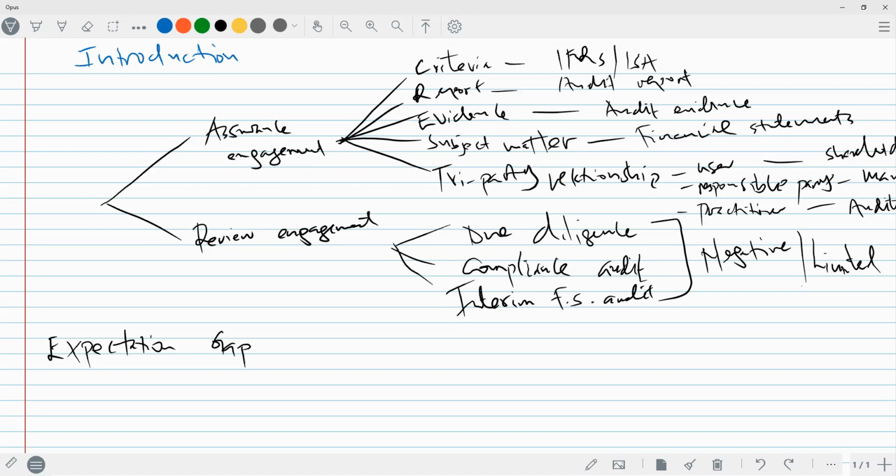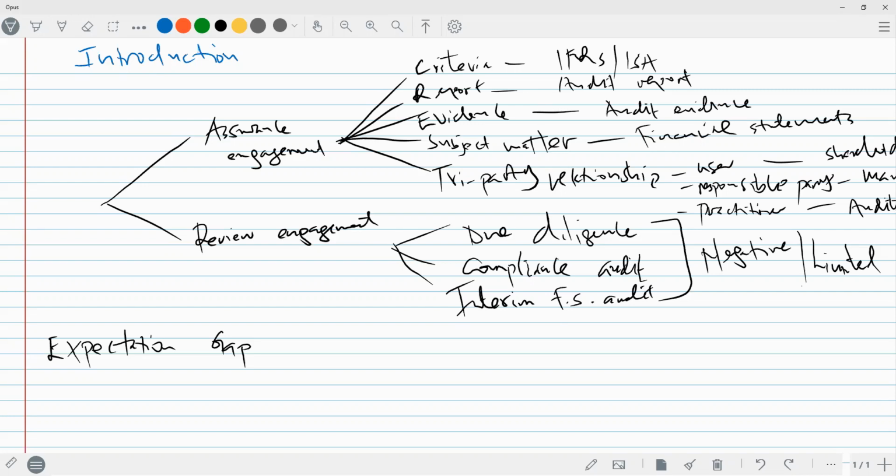No, actually, those engagements that I mentioned there are in themselves review engagements. Take the direct reporting engagement, for example. An example of it is a compliance audit. One example of a direct reporting engagement is a compliance audit, so it is a review engagement.